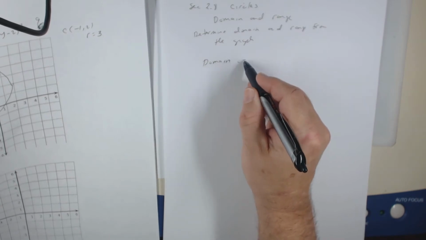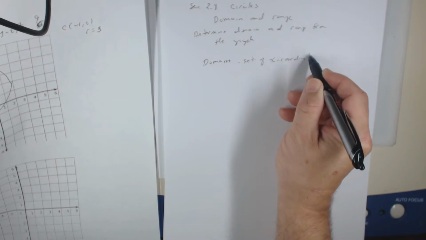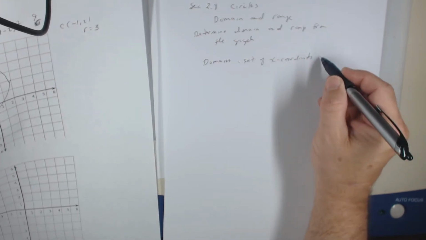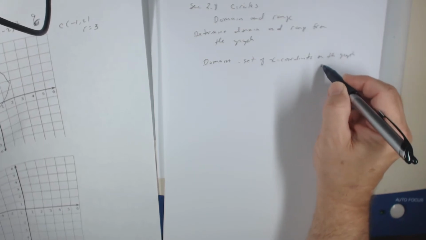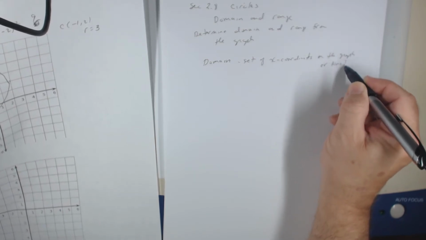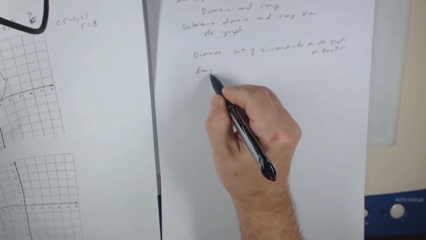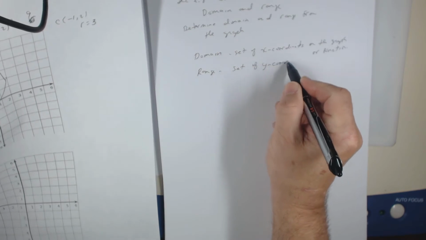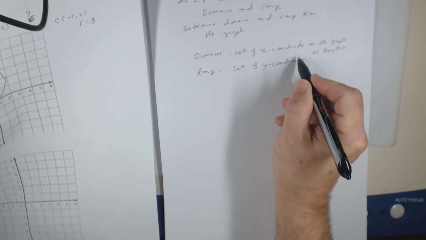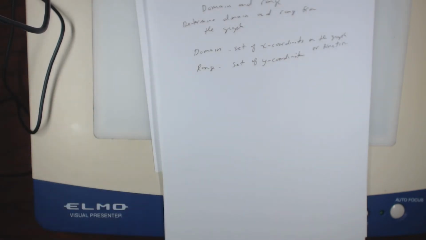Domain, set of x coordinates. On the graph, function, whatever it is. And the range is a set of y coordinates. Okay? All right, so the domain is a set of x coordinates and the range is a set of y coordinates.